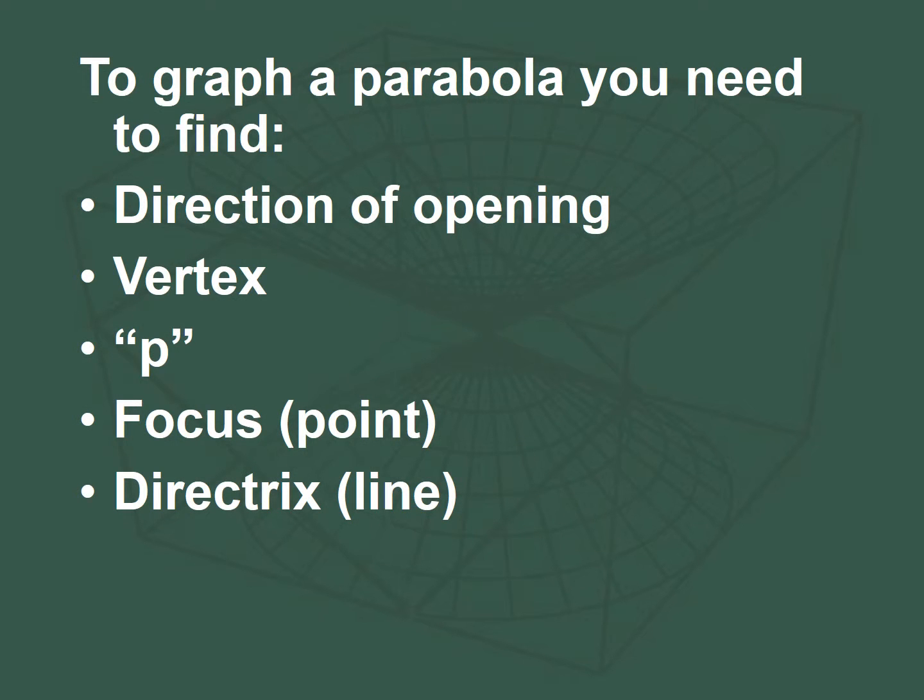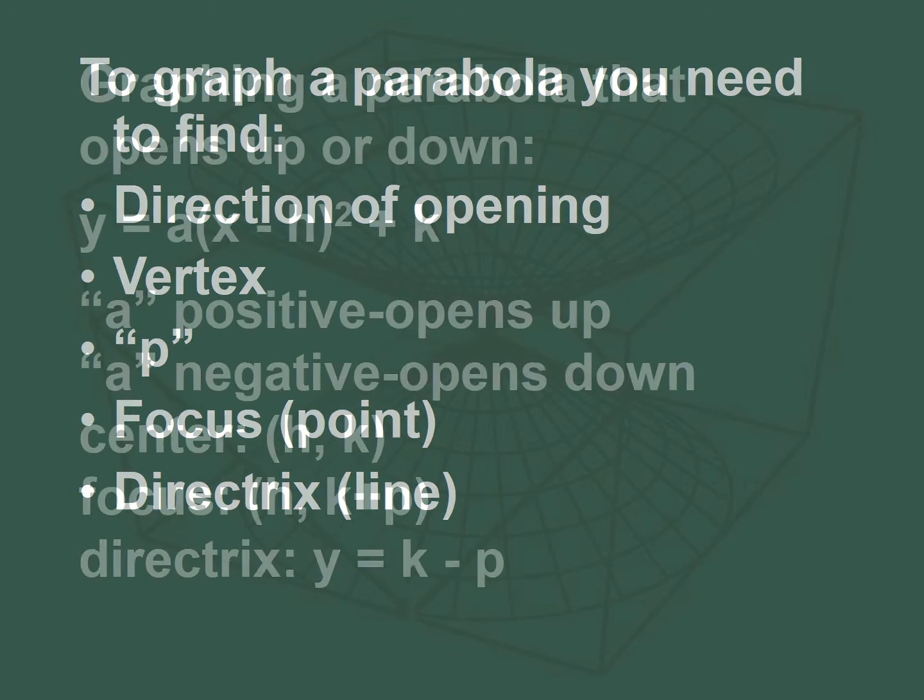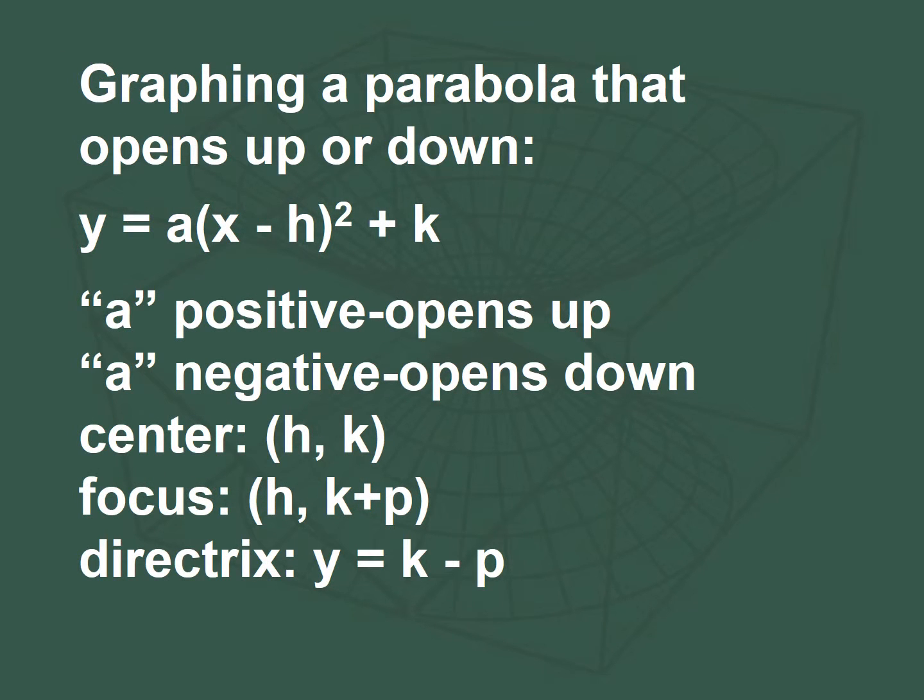Alright, so in order to graph a parabola, you need 5 things. You need the direction of opening, which can be determined by whether it's a positive or negative a value. You also need the vertex. You need this p distance, which is the distance from the vertex to your focus point and your directrix. Then you also need to know what your focus point is, and then you also need to know what your directrix line is.